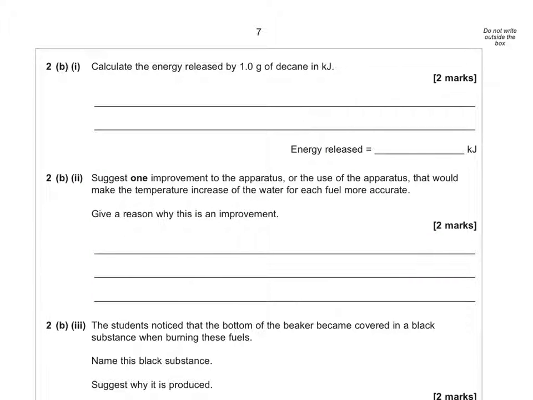Question 2b1. Calculate the energy released by 1 gram of decane in kilojoules. So this comes from noticing in the table that the amount released per gram is 24.36 kilojoules. And if you divide that by how many grams were burnt, so 1.2, you get an answer of 20.3. So the energy released is 20.3 kilojoules. I think most people did really well on that question and managed to get the correct answer.